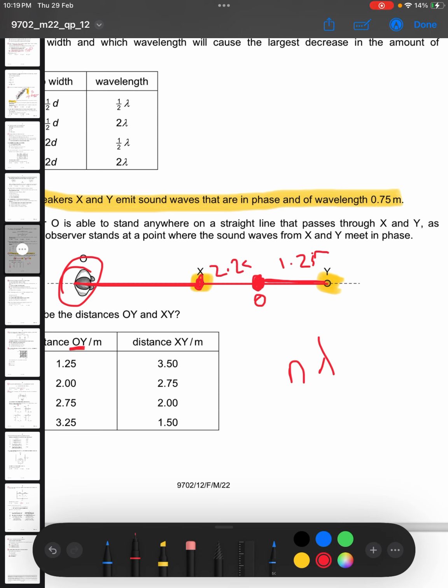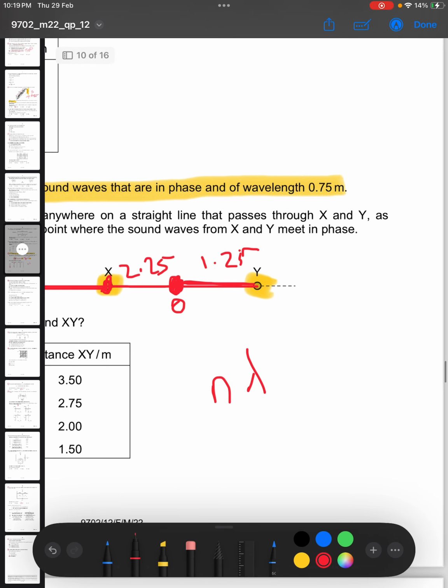So 2.25 here. So the distance moved by the wave from X to O will be 2.25. The distance moved from O to Y will be 1.25. So subtracting these distances moved by the waves from Y and from X, you get actually your answer as 1.